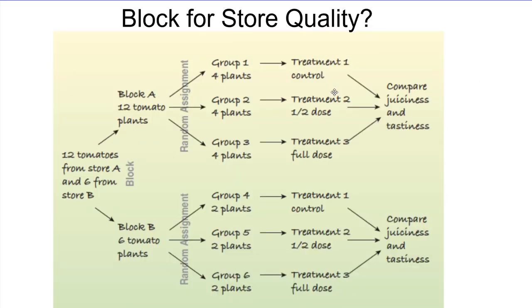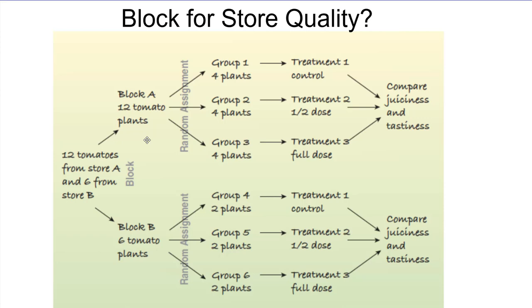So one thing that we might do, and that kind of came up here, is blocking. So we might actually block for store quality. So if we went to two different stores, because they sold out at one of them, so we got 12 tomatoes from store A and 6 from store B, we might block and run two parallel experiments blocked by the store, just in case there was a difference between the store quality or the conditions that those were stored in.